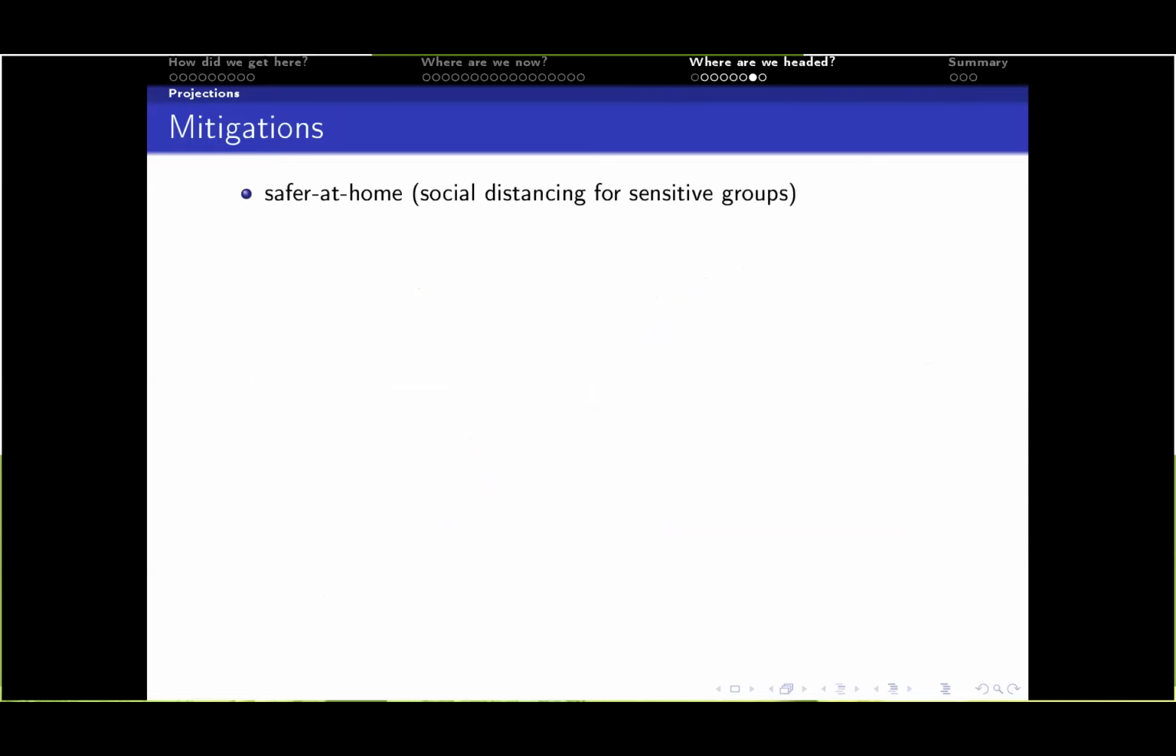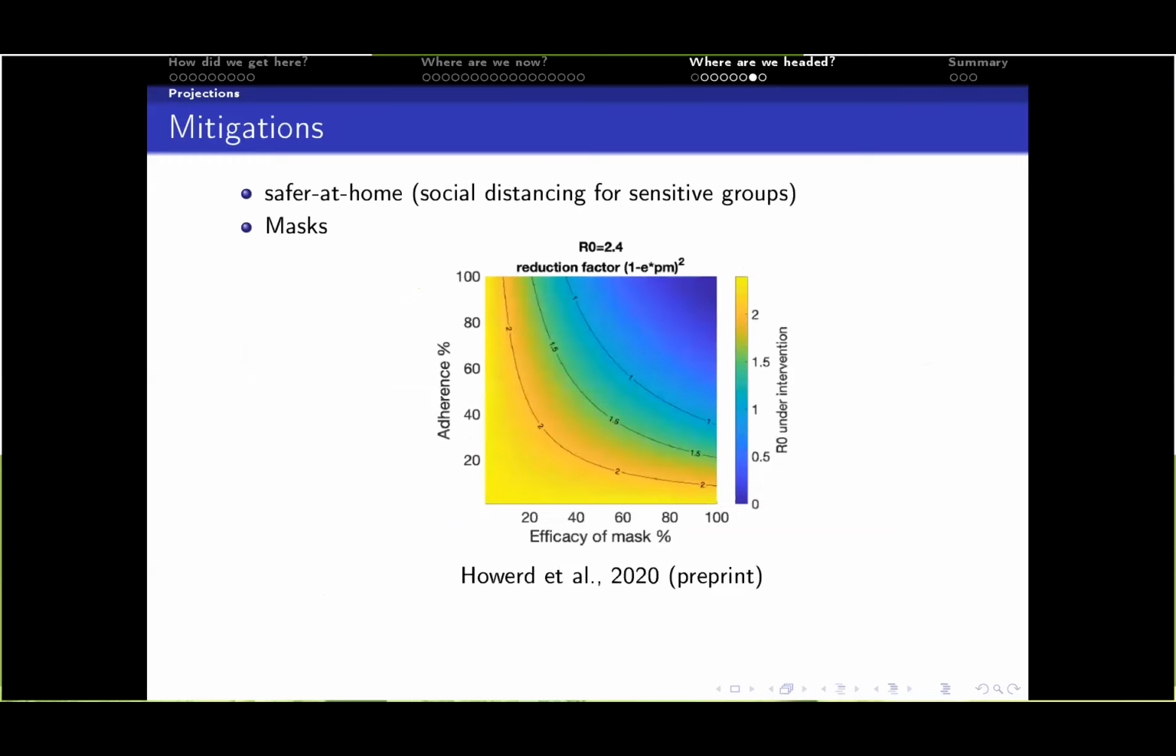The mitigation strategies moving forward, which the governor is enforcing based upon discussions with the Department of Public Health and moving up the chain, are the safer at home order and then the masks. This was an interesting result I thought was worth sharing. It's from a preprint article about the relationship between the efficacy of the mask and the adherence. Whether you're wearing an N95 mask versus a scarf versus holding your hand in front of your face, how effective is that versus how many people are actually doing it?